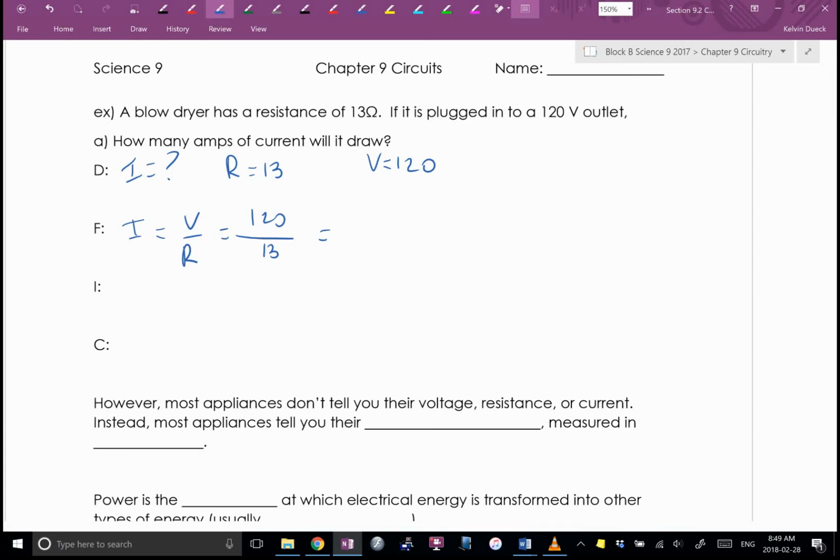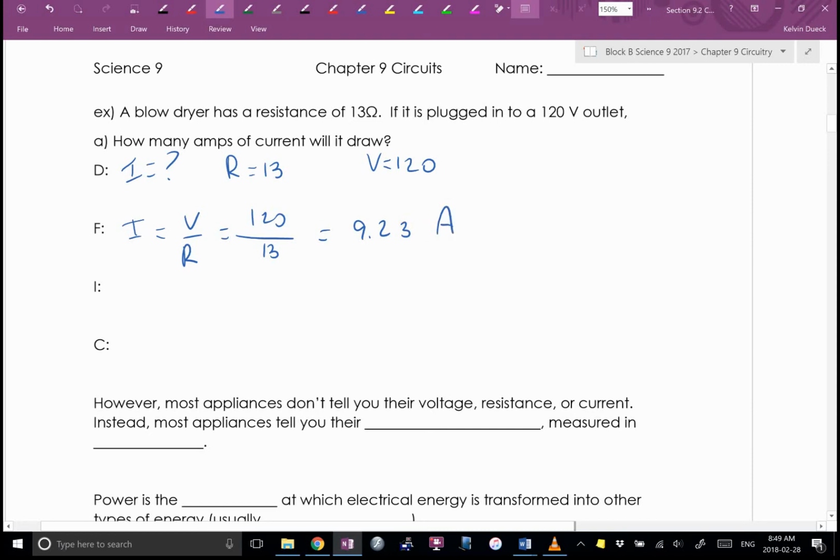Oh, my calculator can't do that. It should be able to do decimals and stuff. I'll muck around with yours later. What do you get? 9 point. Let's say when in doubt, if it doesn't work out evenly, we'll go to 2 decimal places. Going much past that is overkill. Is 2.3 rounded off properly, or what's next to the 3? Okay, 9.23. Jimmy, what units for current?